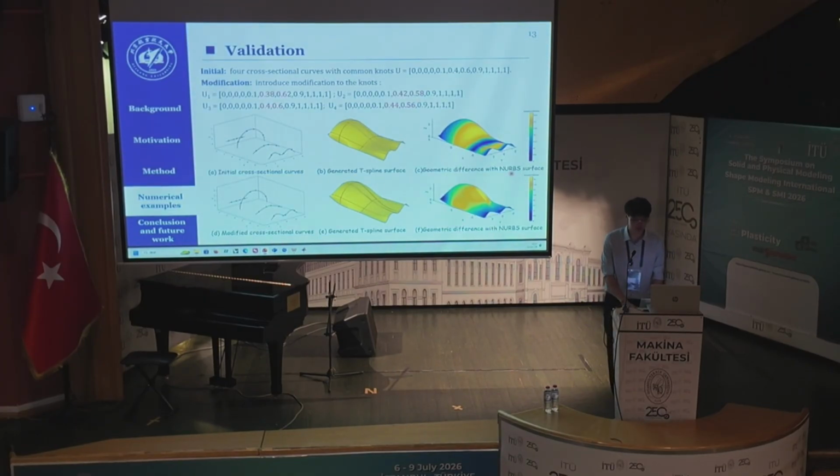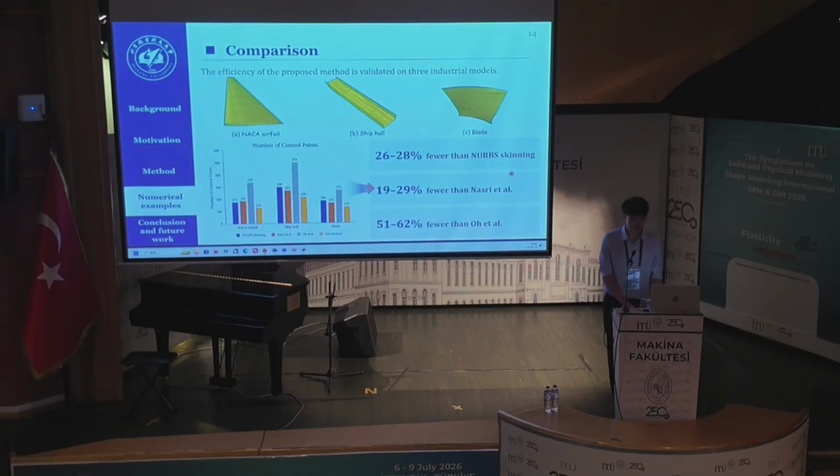Now let's look at the results. We start from four curves with common nodes, and then modify the interior nodes slightly. Our method reproduces the surface, and the geometric difference from the reference NURBS surface stays within an acceptable range, which confirms that the construction is stable under node perturbation. Here is the efficiency comparison.